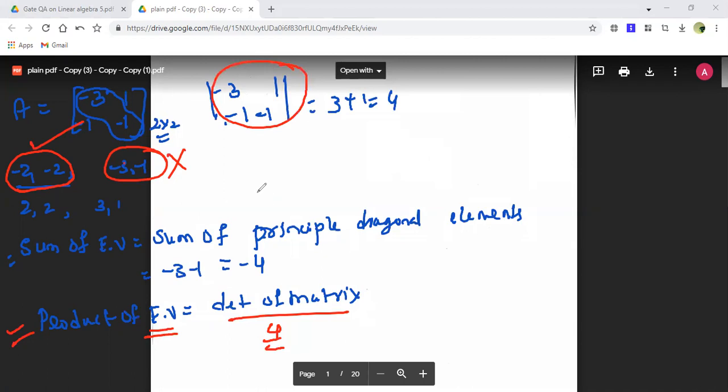So there is no need of finding out the characteristic equation and the quadratic equation, then solving it and finding the value. Not necessary to do that. If you just remember the important properties of eigenvalues in terms of sum and product, you can solve the example easily. Okay, so this is another example, guys.